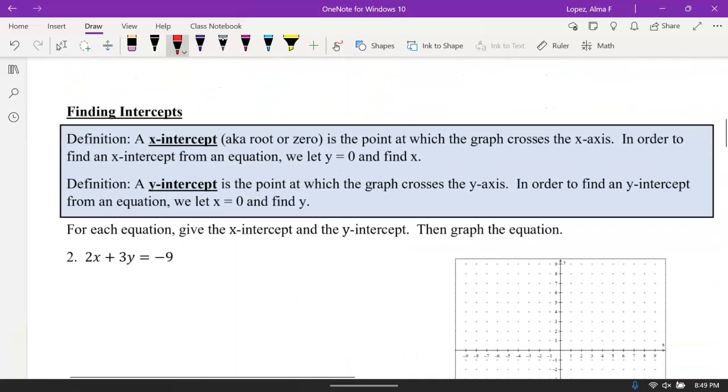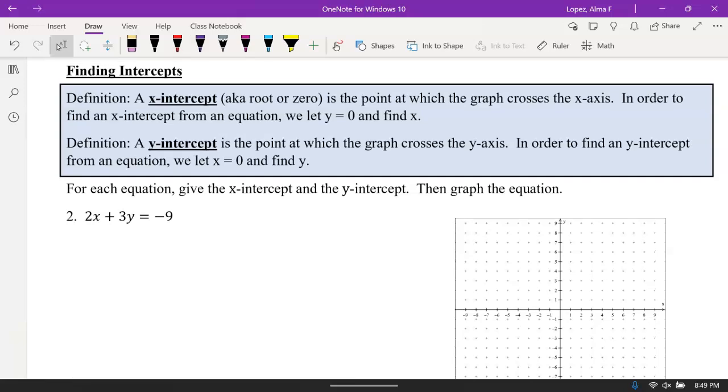Now, this next method that we're going to look at is called the intercept method. The x-intercept is actually the point where the graph crosses the x-axis. And the y-intercept is the point where the graph crosses the y-axis. So no biggie there. There's not a trick or anything. An x-intercept is where it crosses the x-axis. It's where it intersects it. Y-intercept, where it crosses the y-axis.